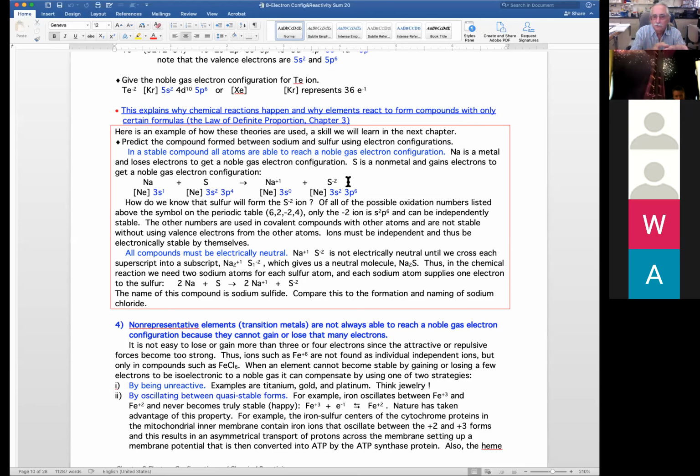So you let them do what they want to do to be happy. And now they just happen to be oppositely charged from one another, so they will be attracted to each other. It's going to form an ionic bond, isn't it?